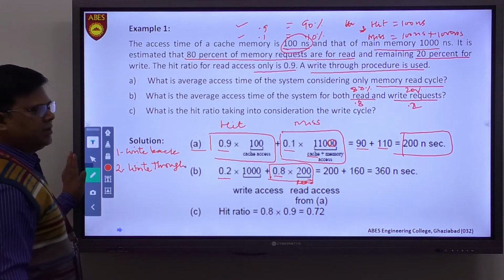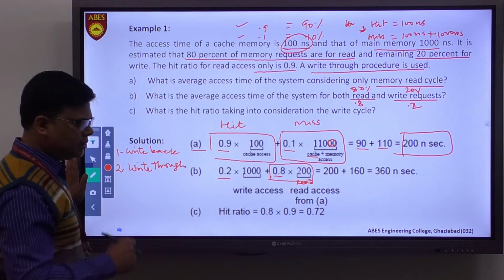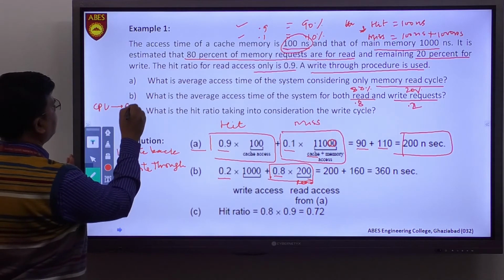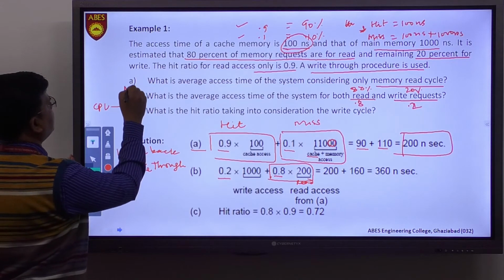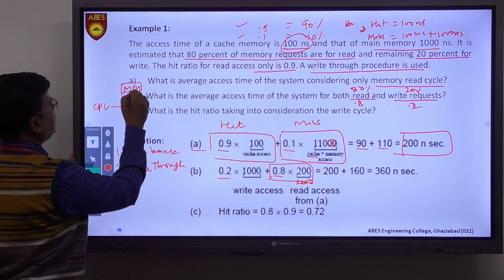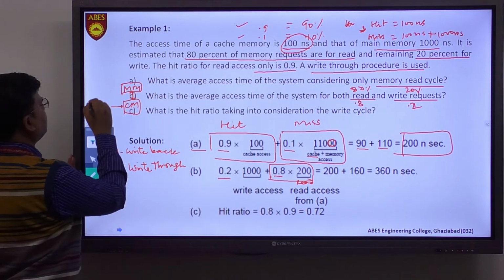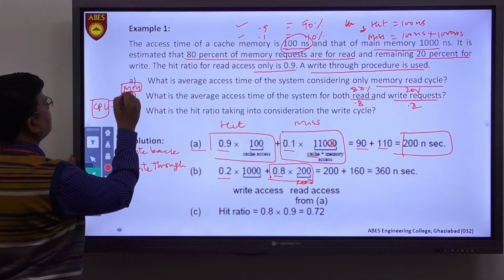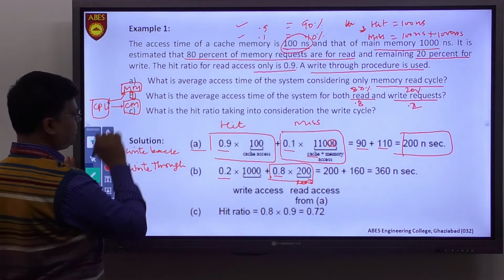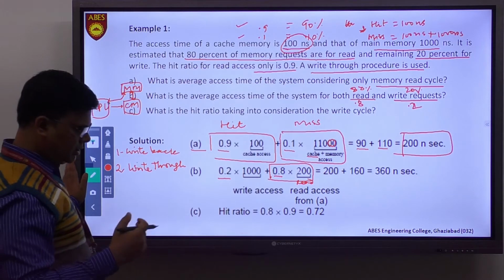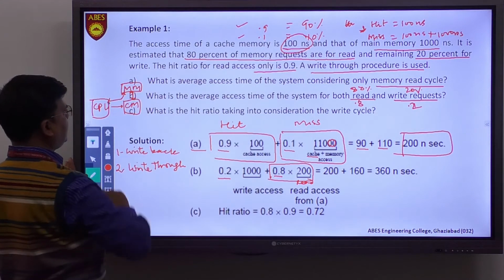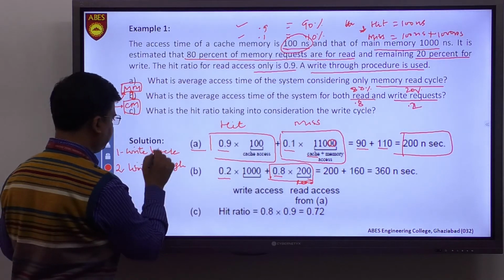In write back, what happens? The CPU writes into the cache, that is, the CPU is connected to the cache memory and the CPU is connected to the main memory also. See this diagram. In the write back, the CPU writes only in the cache memory, and whenever that block has to be evacuated from this cache memory, then it is written into the main memory. This is the write back process.